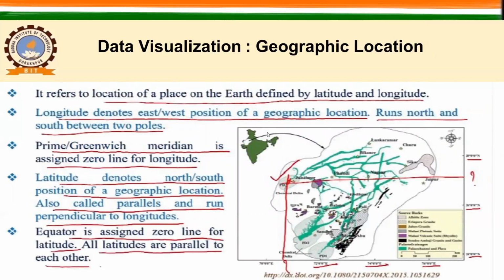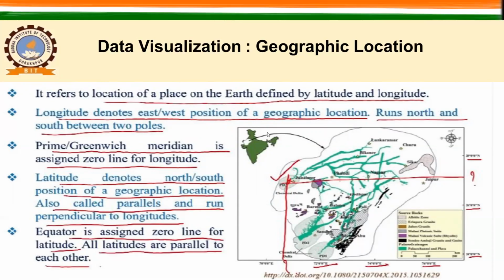So here you can see this particular map where you have latitude and longitude written there. So if you want to find out what is the location of this particular point, you can easily find out by just extending these lines, and you can find out what is the value here and what is the value here, and then you can always find the location value for a given study area or for your object or material. So here it refers to a location of a place on the earth defined by the latitude, longitude.